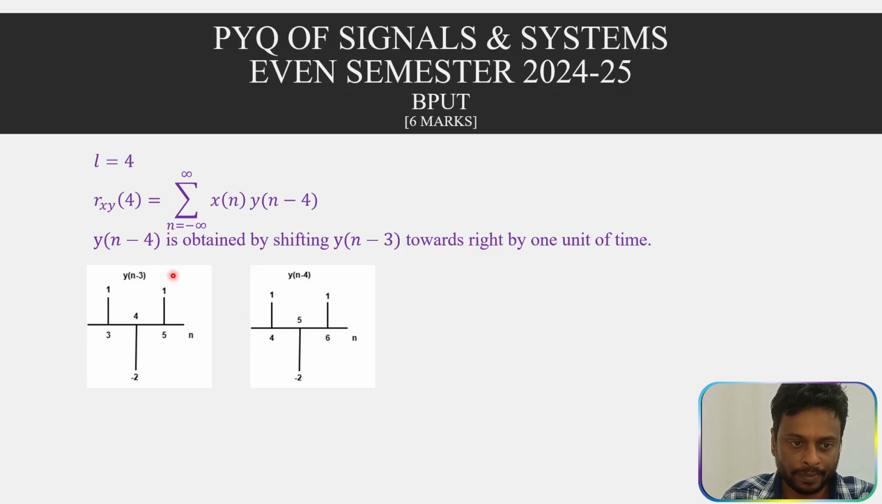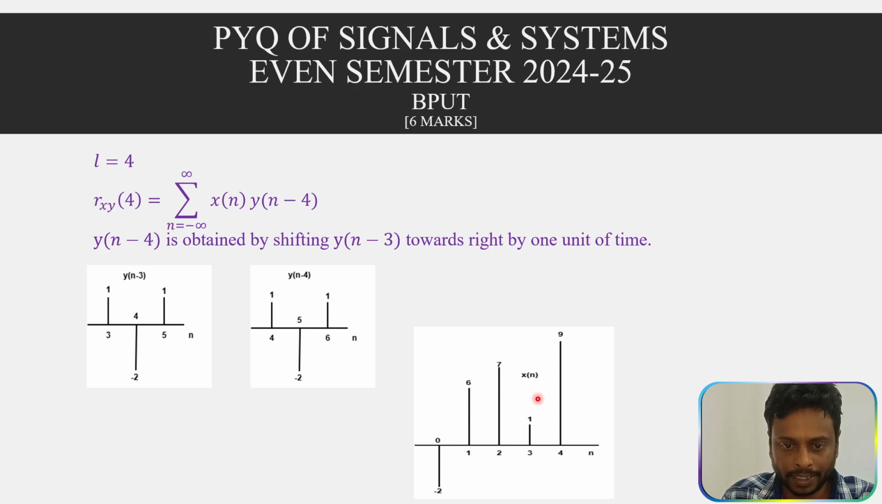So this is your y of n minus 3. So that will be shifted towards the right. So this is 4, 6 and 4, 5 and 6. That will be multiplied with x of n. So here you can see at 4 it is 1. So at 4 it is 9. So it will be 9.